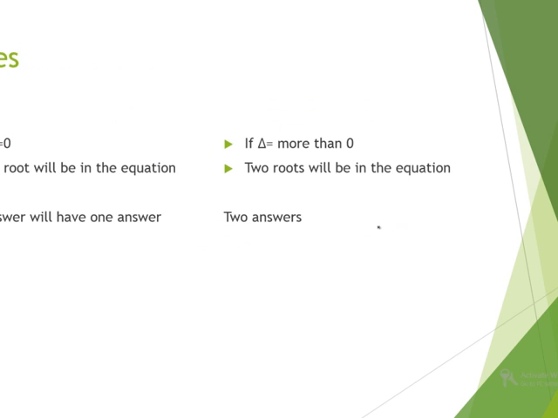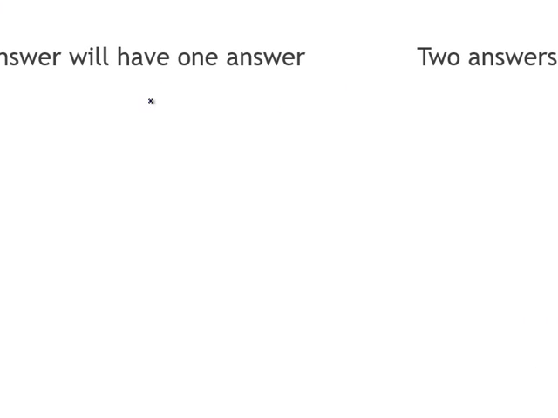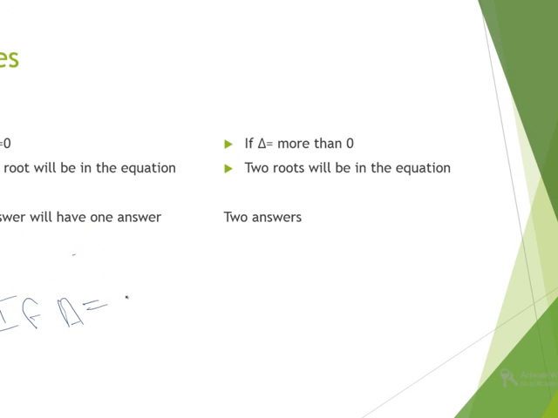Okay, so in the previous slide, the first rule was: if delta is equal to a negative number, -1 or so on, then there will be no solution, no root. However, if delta is equal to 0, there will be one solution, and if delta is more than 0, then there will be two answers.